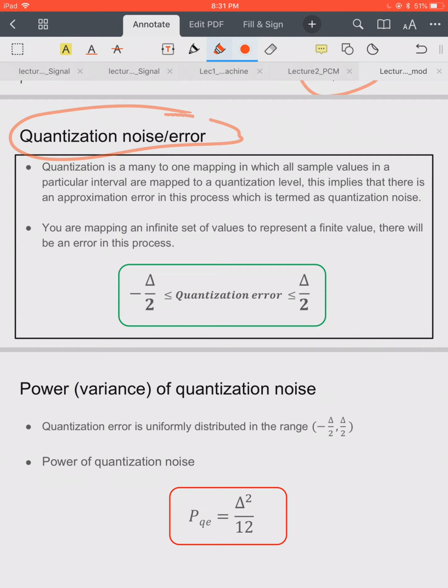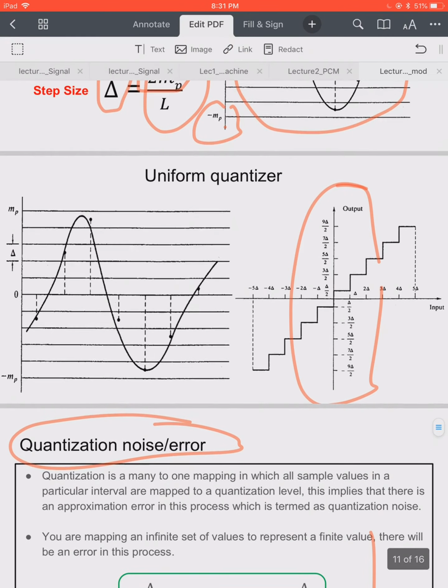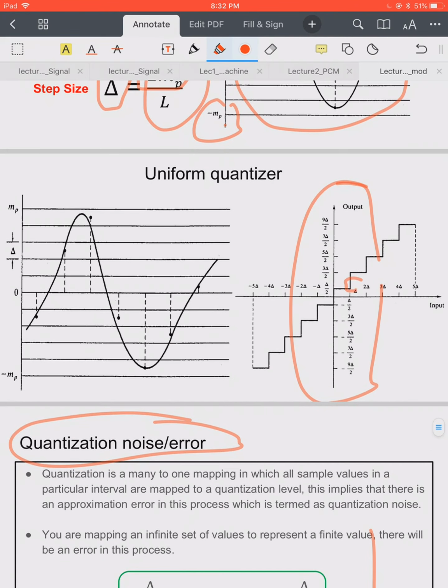Suppose between delta and 2 delta there are infinite number of values possible, and all these values are quantized to 3 delta by 2, right? So we are mapping an infinite number of samples, approximating them by a single quantized value, and that leads to an error, obviously. So there will be error, and what will be the error? The actual value of the sample and the quantization level.